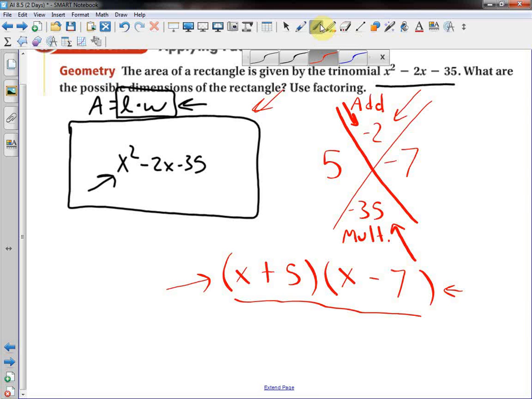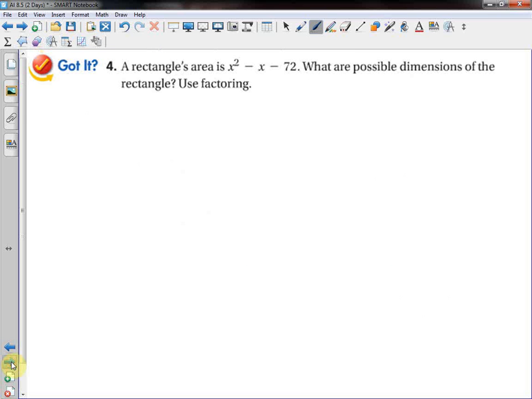So looking at the picture I have now, we need to decide which one is going to be the length or the long side and which one's going to be the width or the shorter side. Well, out of these two, I'm guessing that the one that's adding a number is going to be larger than the one that's subtracting a number. Okay, and I'm going to put parentheses around those. Those are our two dimensions for this rectangle. All right. Here's one for you to try. Make sure that you use factoring and then label which one's length, which one would be width.